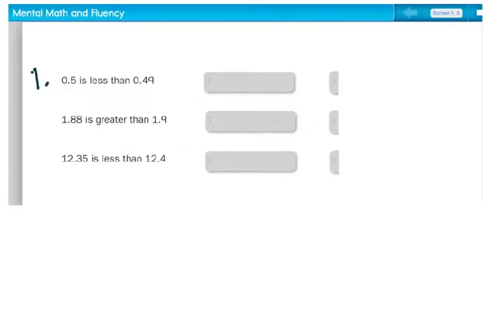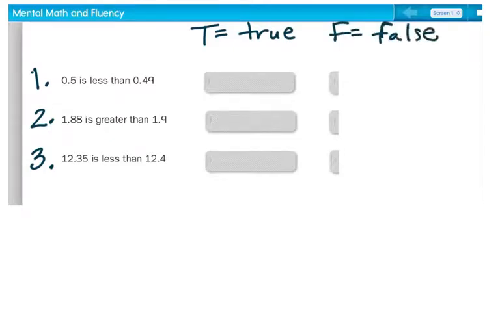I want you to write number 1, 2, or 3. You're going to write a T if the statement is true, or an F if the statement is false or not true. So 5/10 is less than 49/100. True or false? Number 2, 1 and 88/100 is greater than 1 and 9/10. True or false? Number 3, 12 and 35/100 is less than 12 and 4/10. True or false? Pause the video if needed.